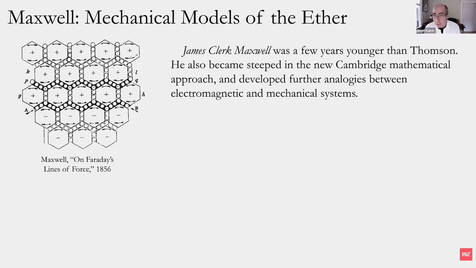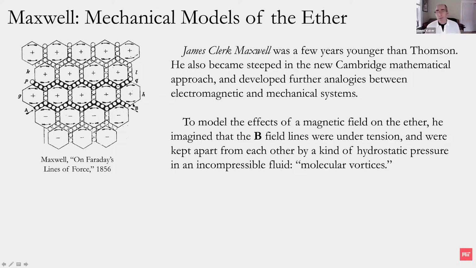And Maxwell develops further analogies between these electromagnetic, ether-based systems and mechanical systems. Here's a famous example. And by the way, you get some more description of this in that chapter by Bruce Hunt in the reading for today. So to model the effects of a magnetic field on the ether, Maxwell imagines this elaborate system. Basically, it's like a contraption of pulleys and conveyor belts and gears. We don't have to worry about the details so much. The ambition is what I want to convey.